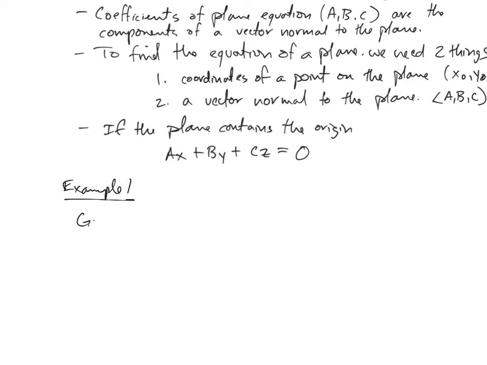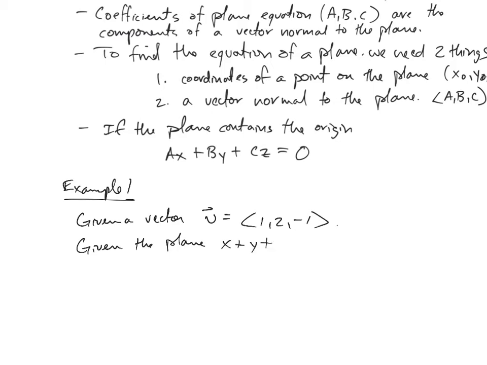So we're given a vector v equal to 1, 2, -1, okay? And we are given the plane x plus y plus 3z is equal to 5, okay? A very common error that students make at the beginning is they see an equation like this and they assume it's a line in 3D space.